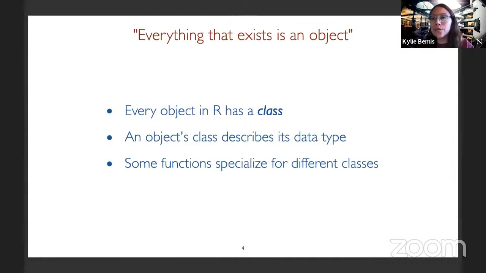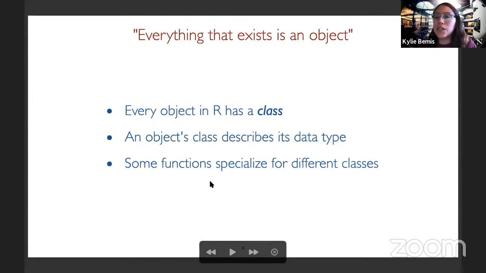So to go back to that quote from John Chambers, everything that exists in R is an object. In addition to that, every object in R has some kind of class associated with it. We saw a little bit of that from the earlier question about the difference between class and typeof. So an object's class basically describes the kind of data that it stores, but a little bit more than that. Some functions are also able to specialize themselves for different classes.